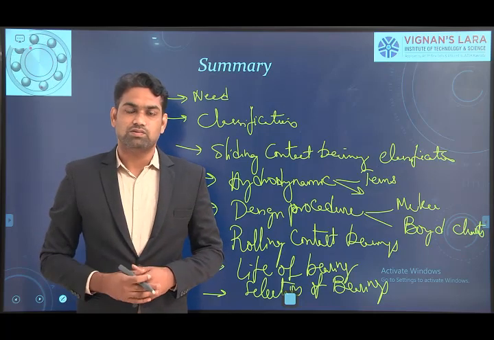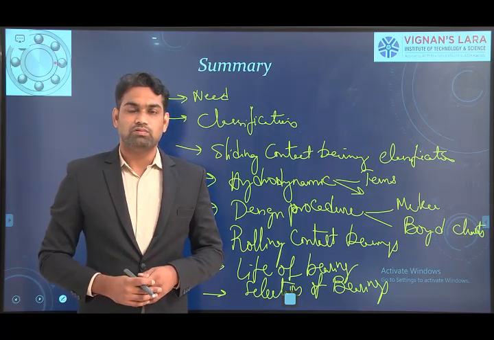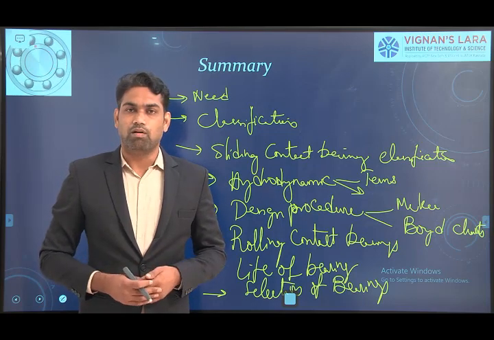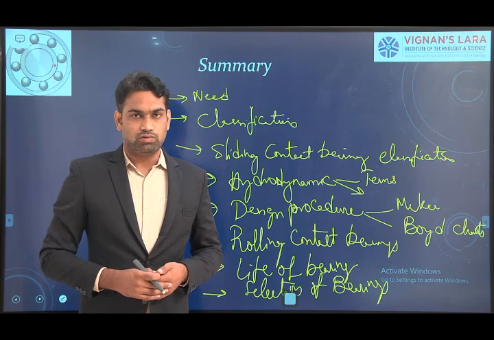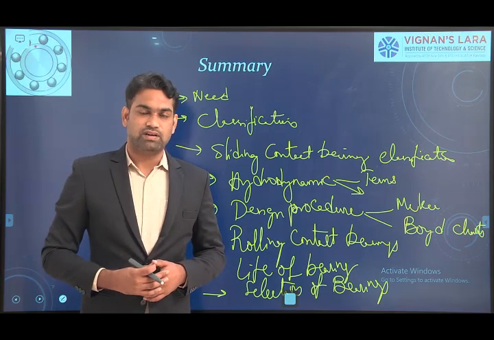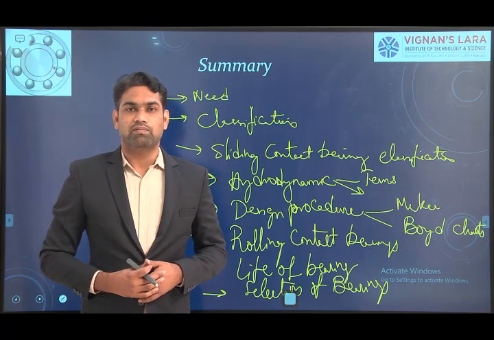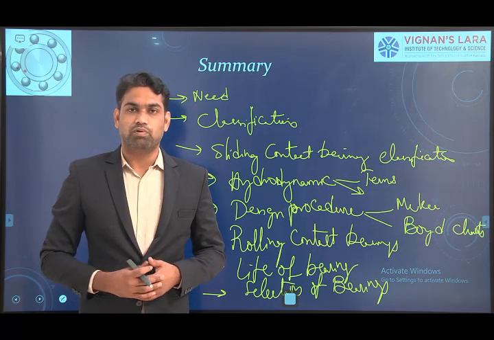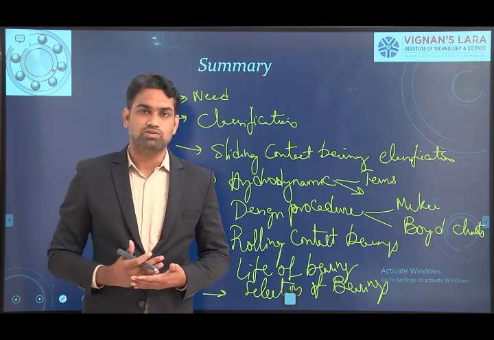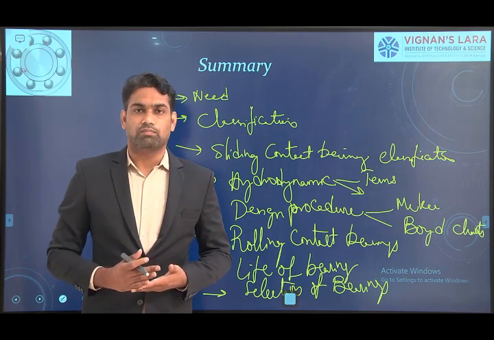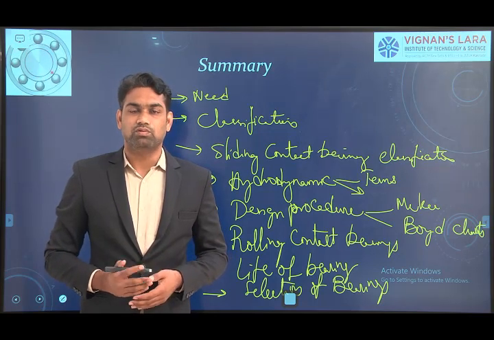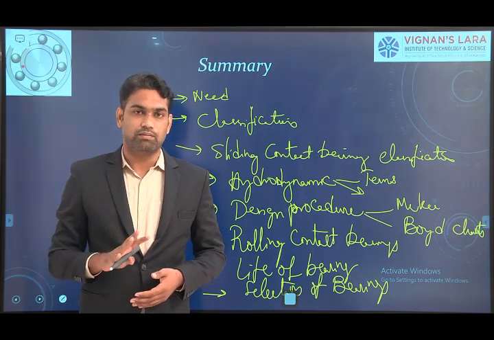And in the coming classes, we will go with unit number 2, which is the main design considerations of the main components of the IC engine. We consider only the main components: cylinder, piston, crankshaft, and connecting rod. These four are the main components of the IC engine as per our syllabus. We will have these four IC engine component designs in unit number 2.